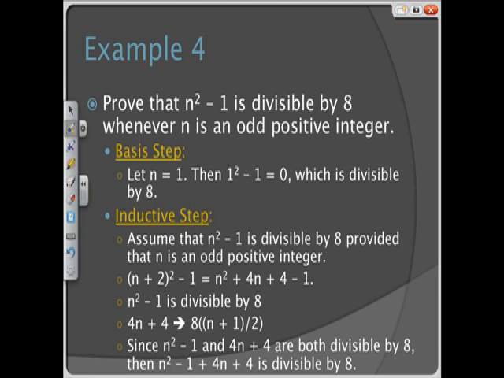Since n squared minus 1 is divisible by 8, and 4n plus 4 simplifies to 8 times (n+1)/2, and since both of these are divisible by 8, when you add them together, they are also divisible by 8. And that is mathematical induction.